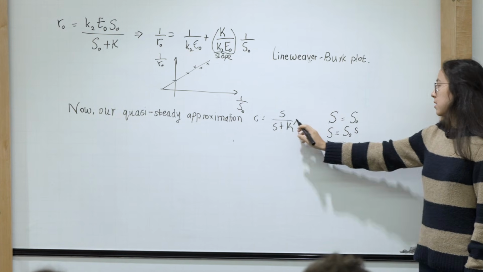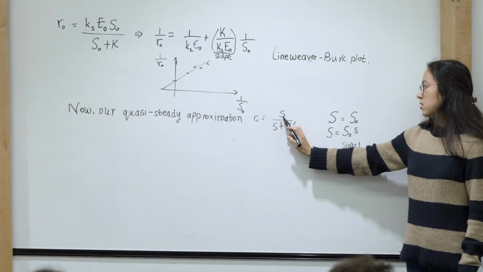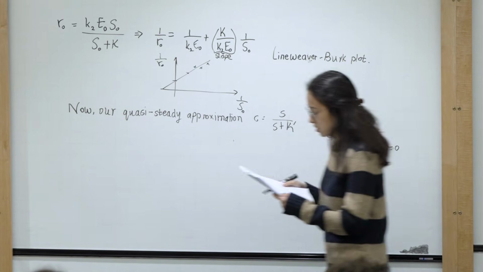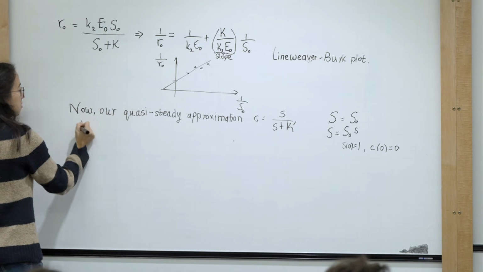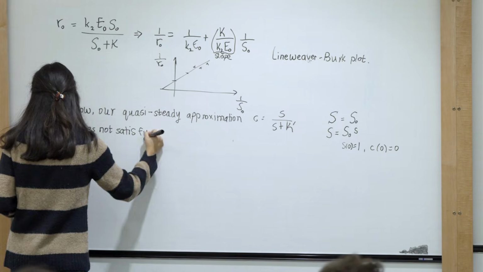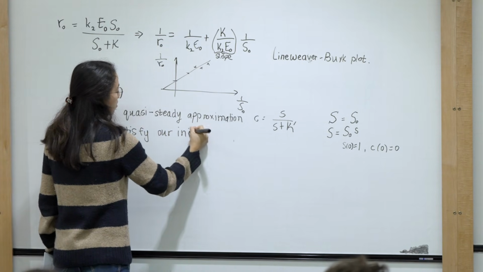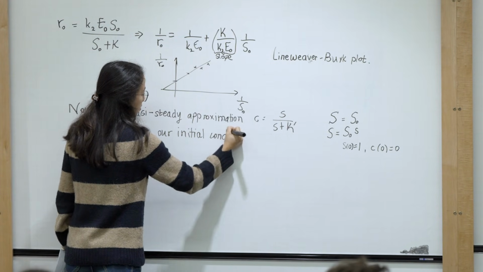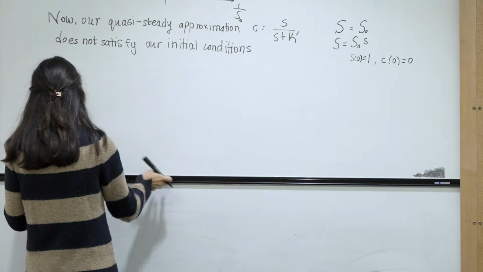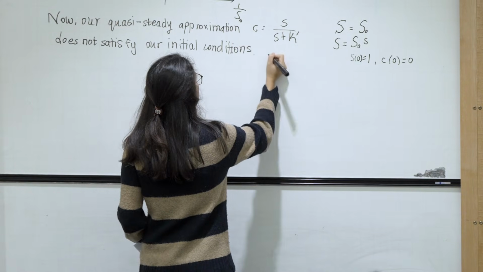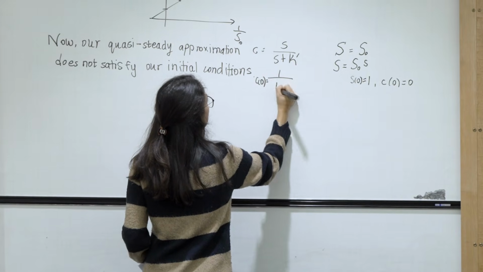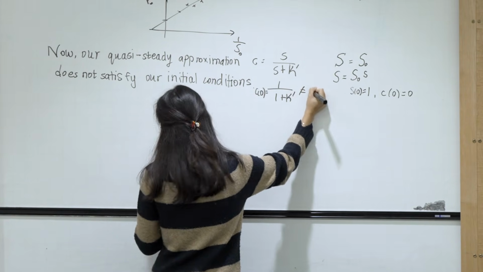So you will notice that if I plug in s of 0 equal to 1 here, I will get 1 over 1 plus K prime, which is non-zero, right? So what's going on there? I will say here, this does not satisfy our initial conditions. The reason for this is, I will just write whatever I said, c of 0 is now given by 1 over 1 plus K prime, which is non-zero.